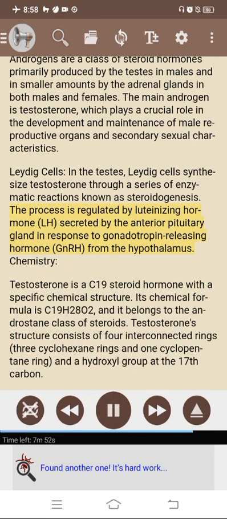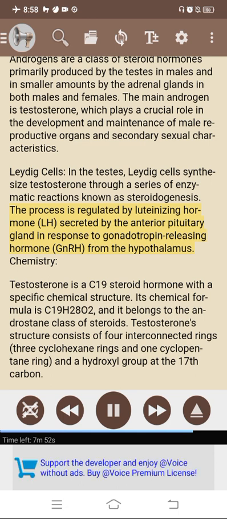from the hypothalamus. Chemistry. Testosterone is a C19 steroid hormone with a specific chemical structure.